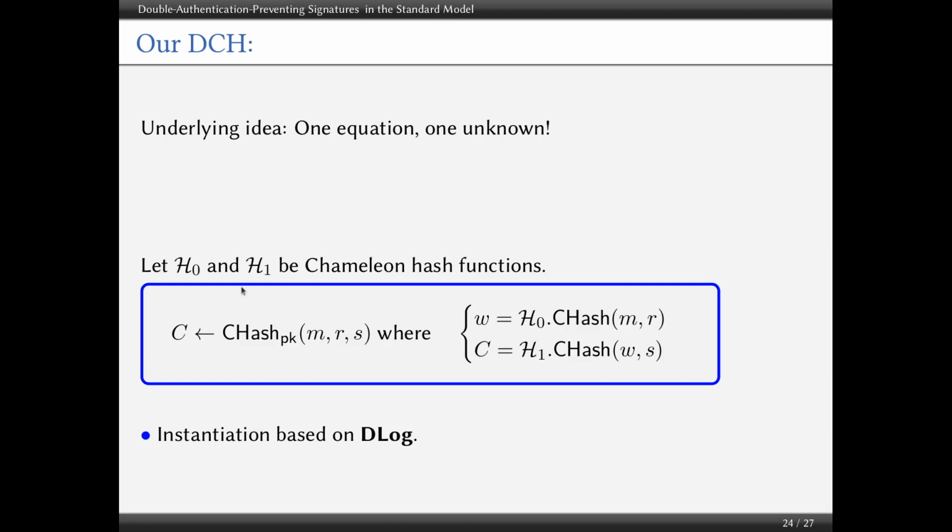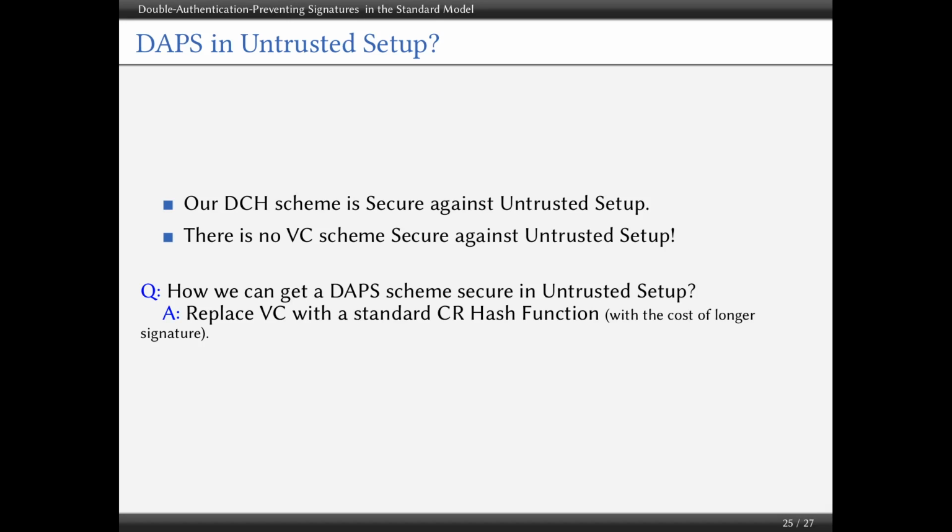And these Chameleon hash functions are already instantiated based on the discrete logarithm assumption, which means that our construction also is based on this assumption. So one of the building blocks, which is double Chameleon hash, is secure against untrusted setup. But unfortunately, there is no vector commitment scheme which is secure in this setup. So how can we have DAPS be secure in such a setup? You may not like this answer, but to solve the problem, we erase the source of the problem, which means that we replace vector commitment with the standard collision resistant hash function.